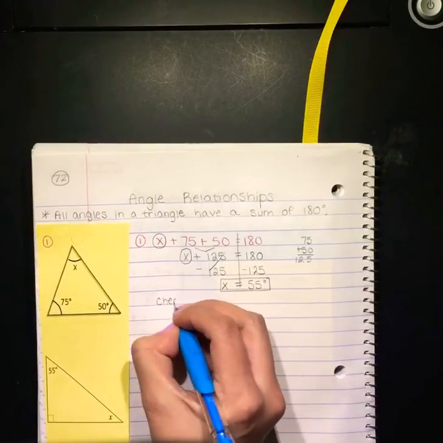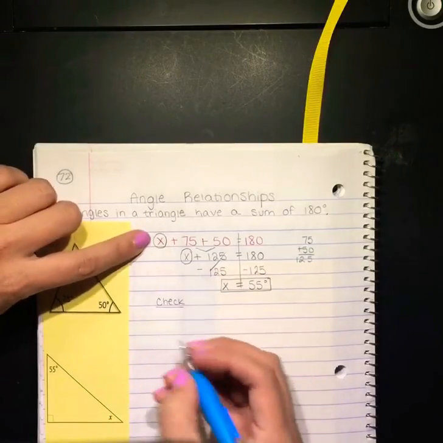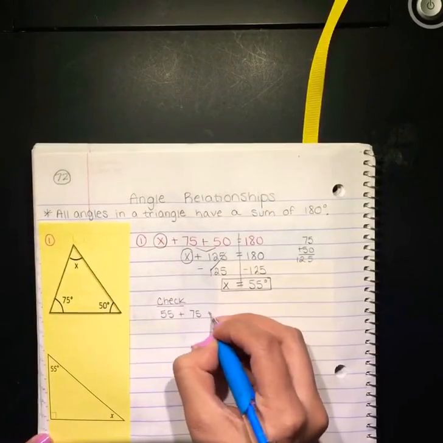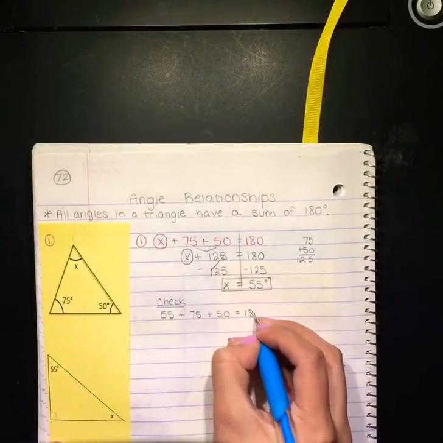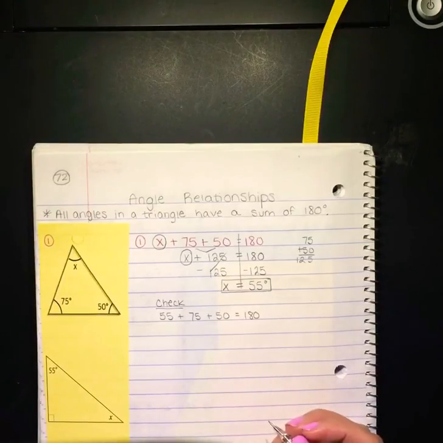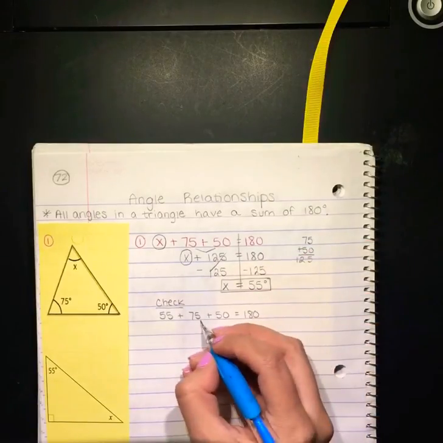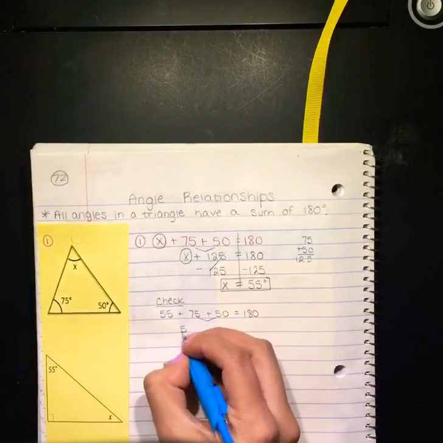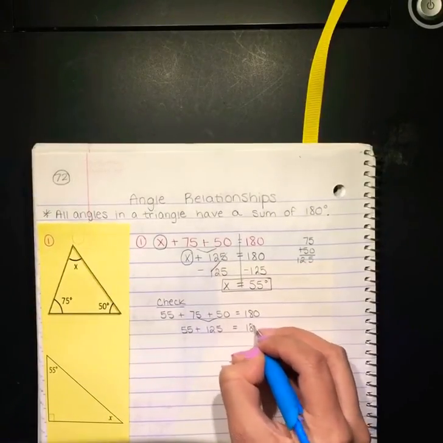Okay, I've gotten my answer, so what do I need to do down here? Check. Jose, will you tell me what to write for the check? 55 plus 75 plus 50 equals 180. Very good. I was going to say 55 plus 125. Okay, so we had already done 75 plus 50. We know that this one is how much? 125. So I have 55 plus 125 equals 180.